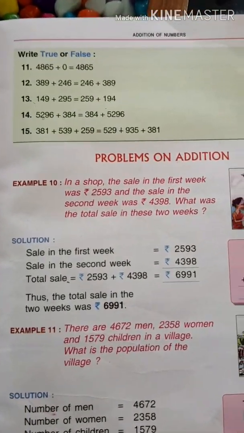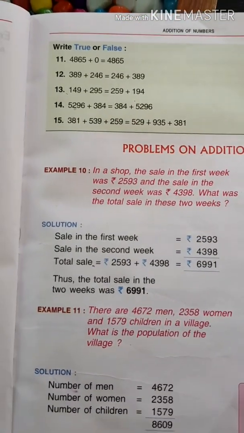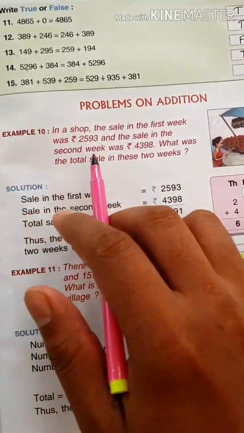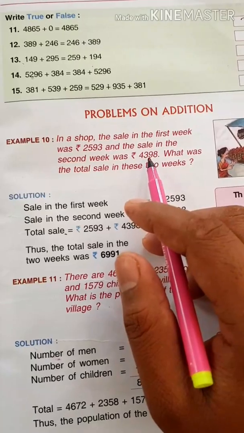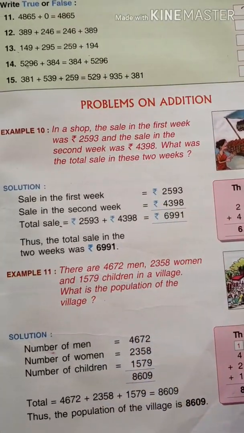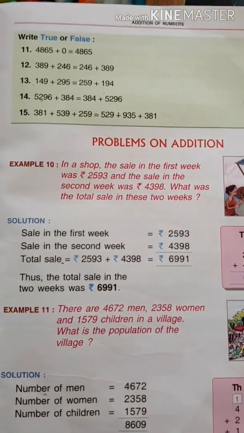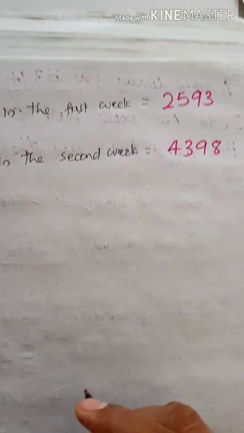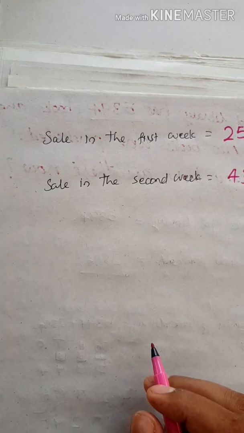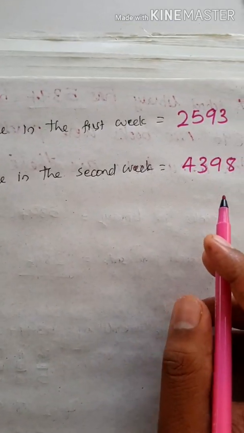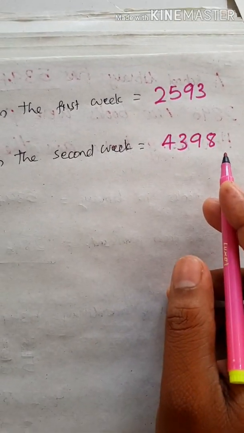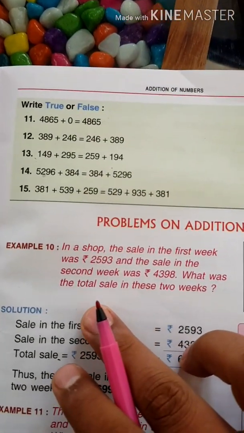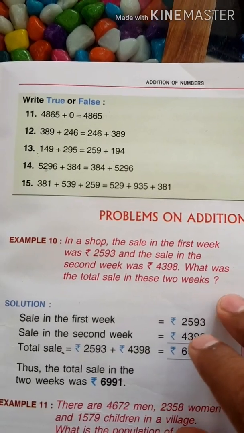Okay students, what is the next statement? Please read the third line. The sale in the second week was 4,398. So we got a number. What is the second statement? Sale in the second week is 4,398. Okay, what is next one? The total sale in these 2 weeks.